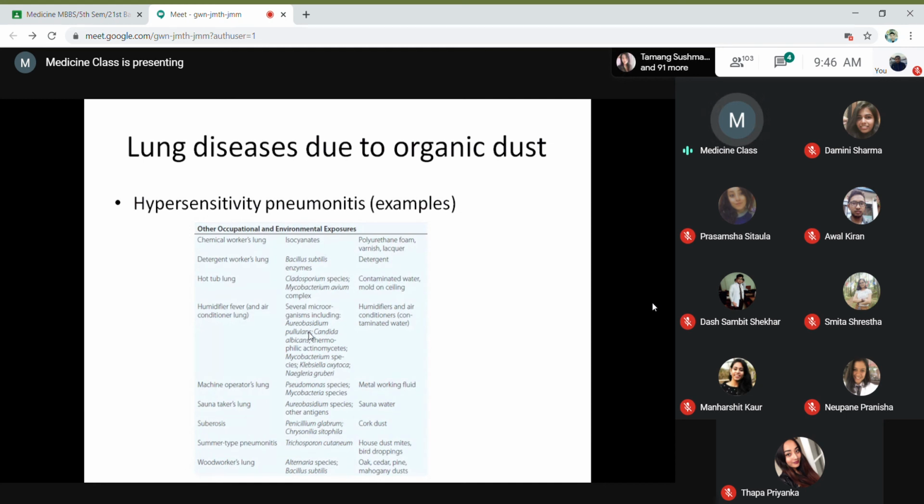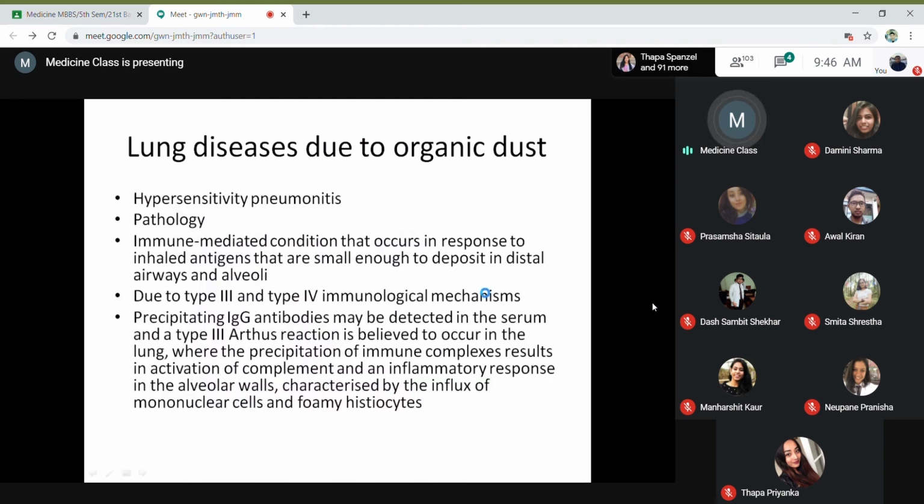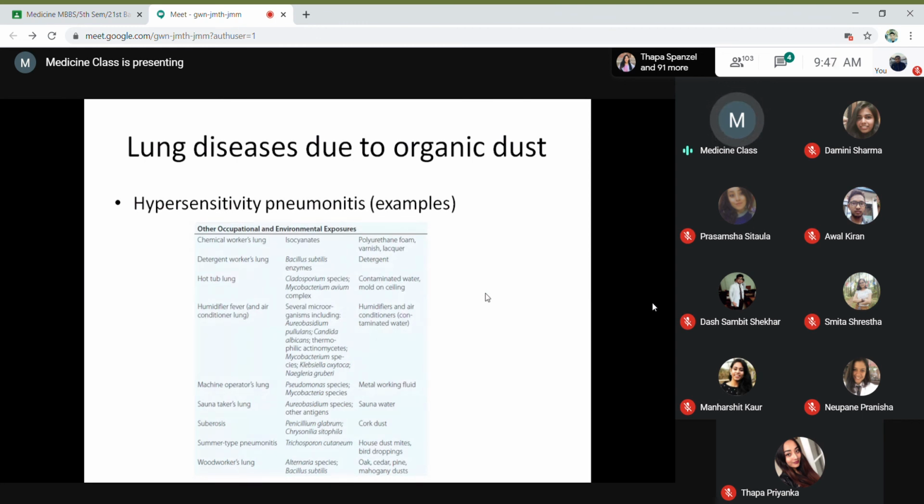Similarly, other occupational and environmental exposures include chemical worker's lung, which is because of exposure to different dyes and varnish, and similarly detergent worker's lung due to exposure to detergent, and as we've already said, hot tub lung, from contaminated water in the hot tub. So these are also responsible for respiratory problems in these patients.